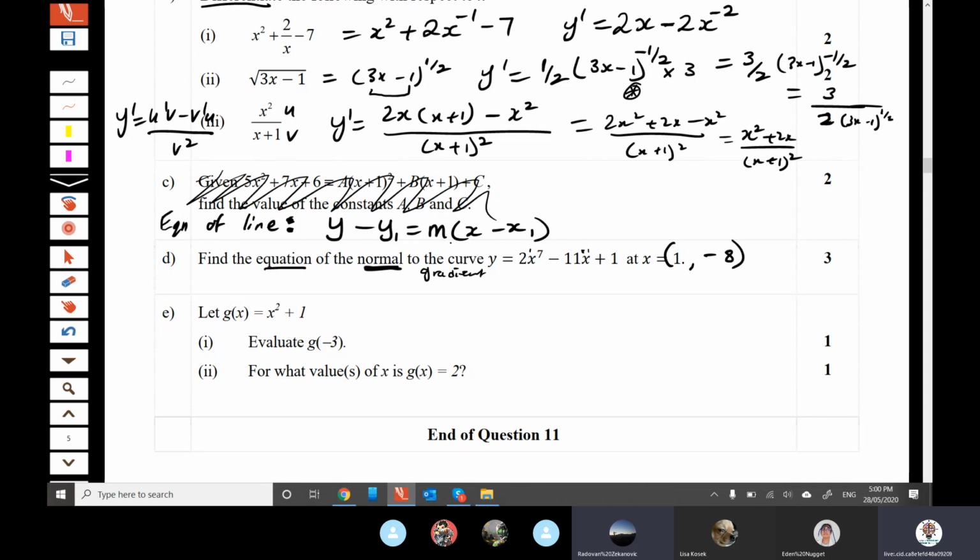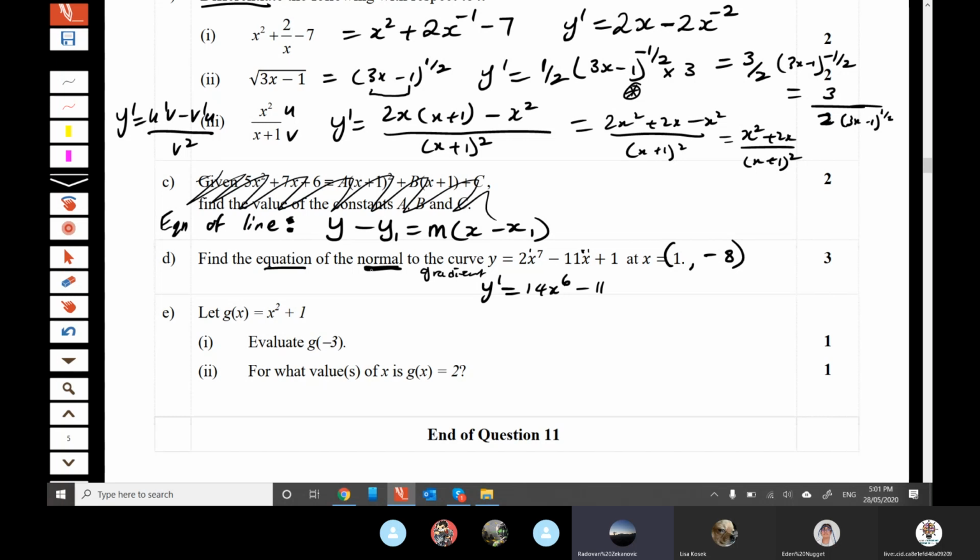And then what is it? I'd sub in. That's where we were getting stuck. Gradients of curves is just to differentiate. In fact, for the gradient of anything, even if it's a line, you can just differentiate. Calculus is the most powerful thing. y dash equals 14x to the power of 6 minus 11. Keep going, Rad. You have differentiated, so what?